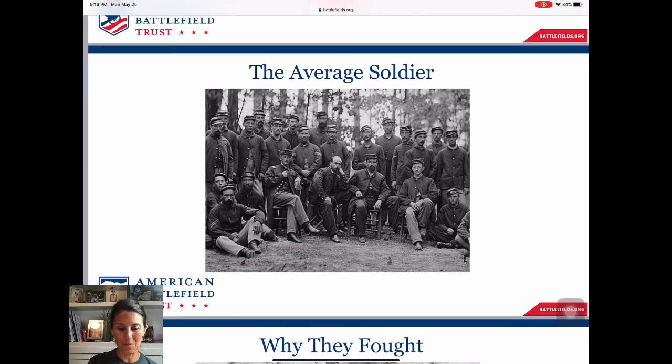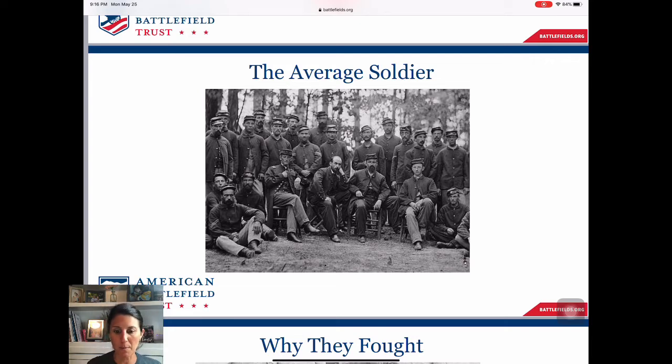Okay, this is what an average soldier looked like. These men were certainly from the Union. They wore navy and blue. You can tell by their hats. When it rained, the hats came down flat, so the rain would go right down into their wool coats. Could you imagine wearing wool in July?